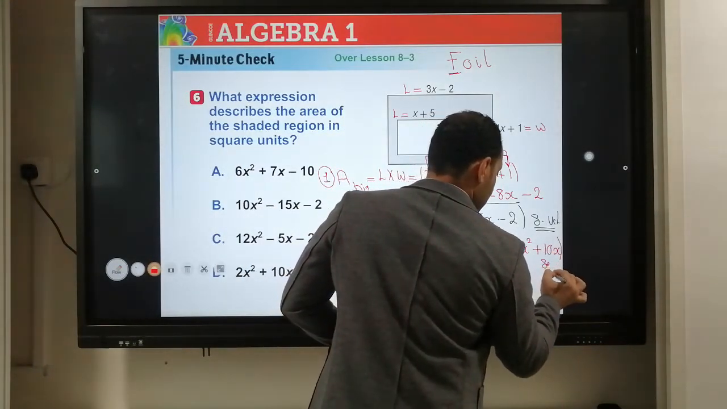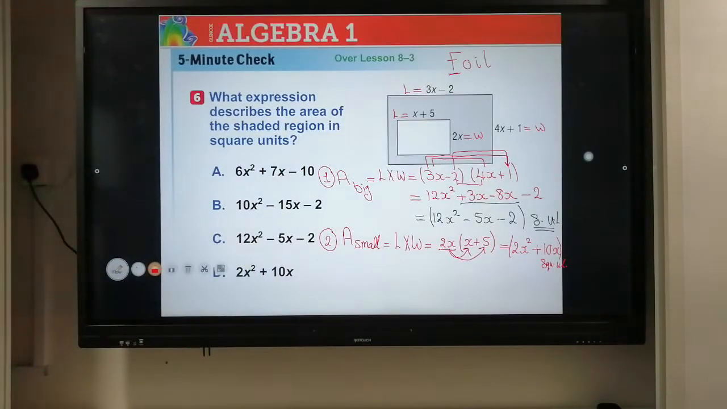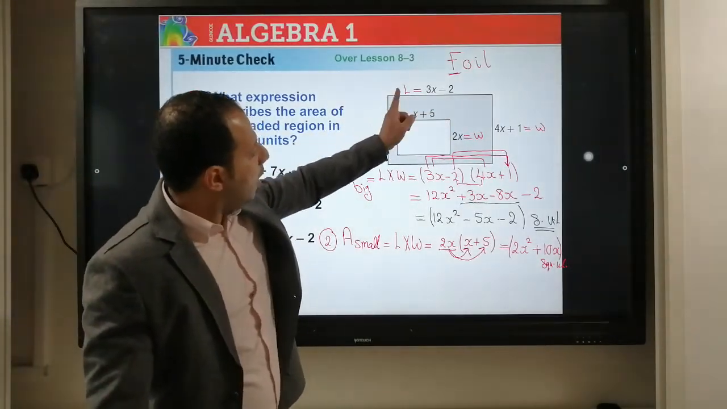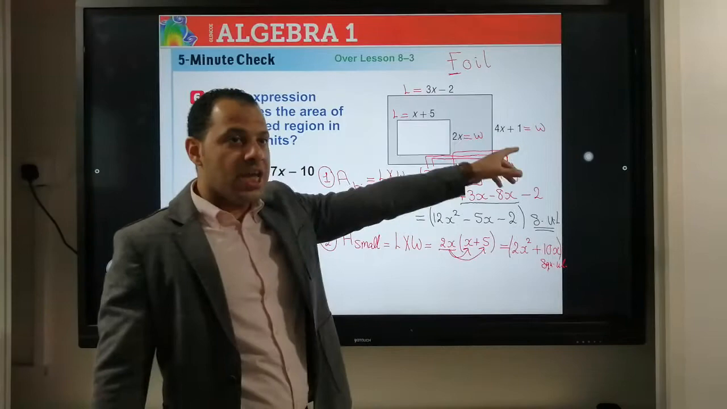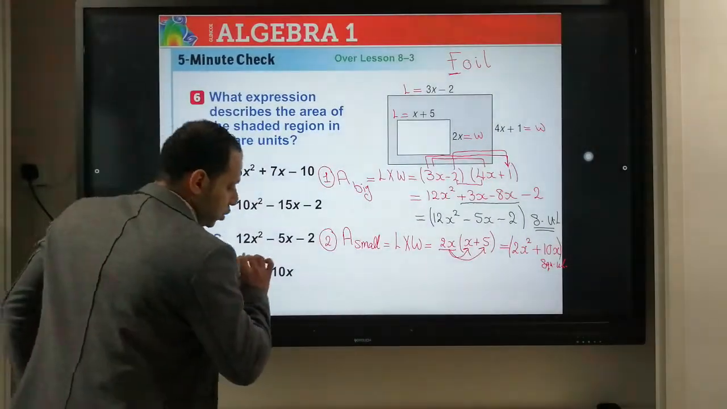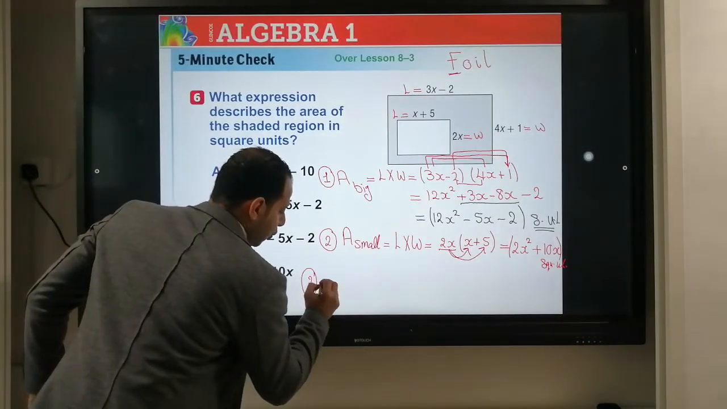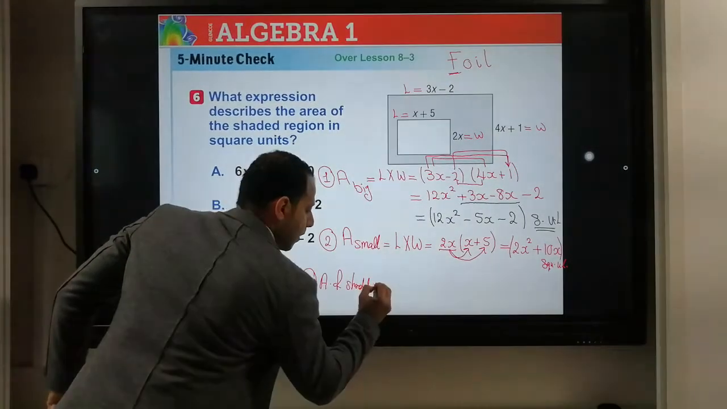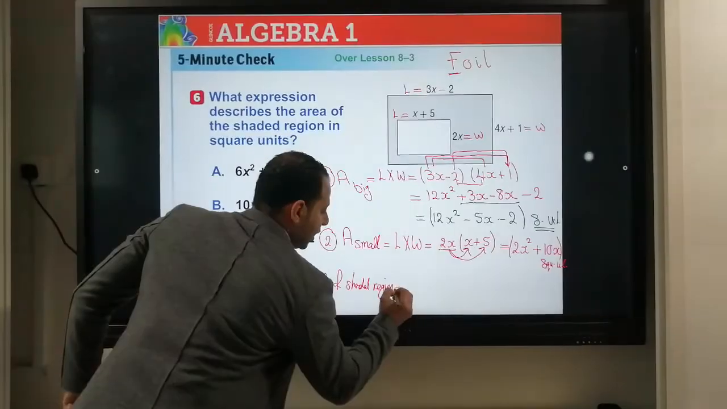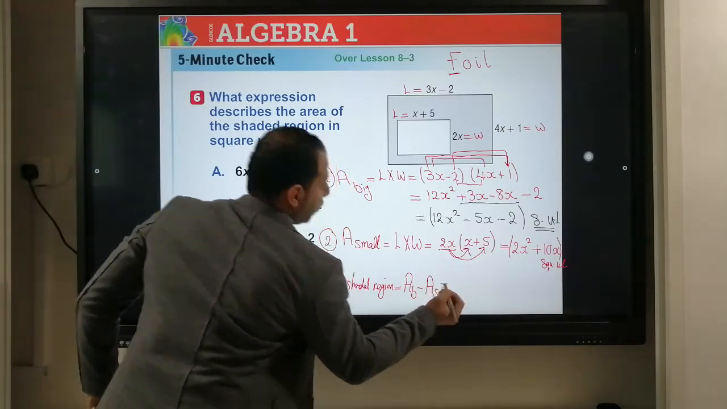Now this is the second area, in square units. We're going to take the white region from the whole region. The remainder will be the shaded region. So we have to get the area of the shaded region. This is number 3. Area of shaded region equals area big minus area small.